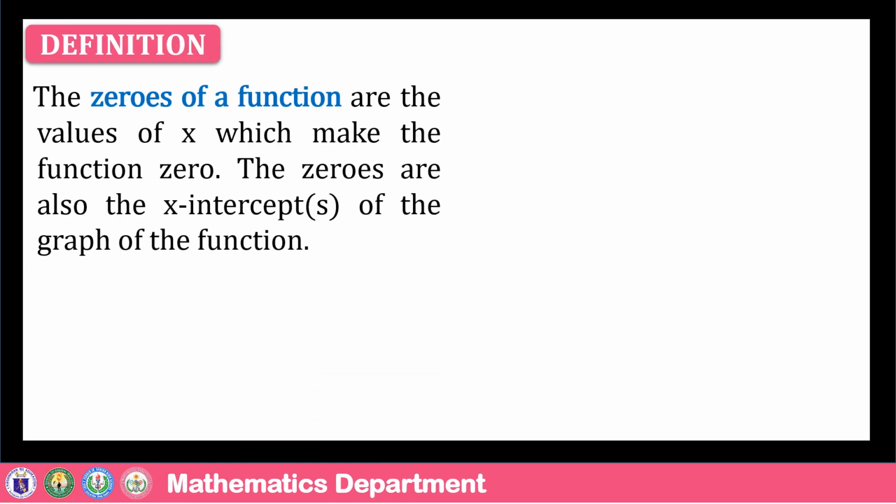Ang next naman na term na ating i-define ay ang zeros ng isang function. The zeros of a function are the values of x which make the function zero. The zeros are also the x-intercept or the x-intercepts of the graph of the function. So, ibig sabihin, pag sinabi nating zeros of a function, ito yung mga values ng x na kung saan pag sinubstitute natin siya sa ating function, magiging zero ang kalalabasan neto. So, yung ating zeros ng isang function, yun din yung x-intercept ng ating graph ng isang function.